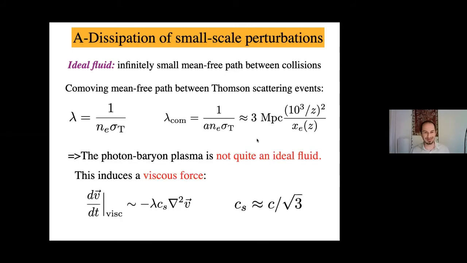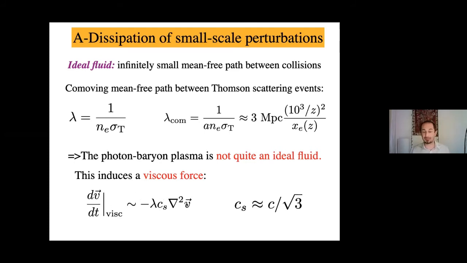Because this is not an ideal fluid, this induces a viscous force. So in addition to the pressure force and gravity, the fluid has a viscous force, which is proportional to the mean free path. So if the mean free path goes to zero, it goes to zero, times the Laplacian of the velocity. And if you make sure that this has the correct dimensions, you need to add some typical velocity here, and this is the sound speed. Or again, the sound speed is c over root 3.